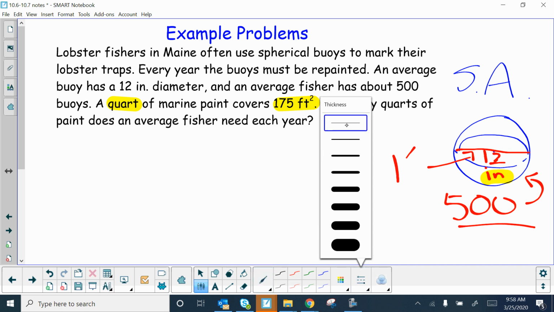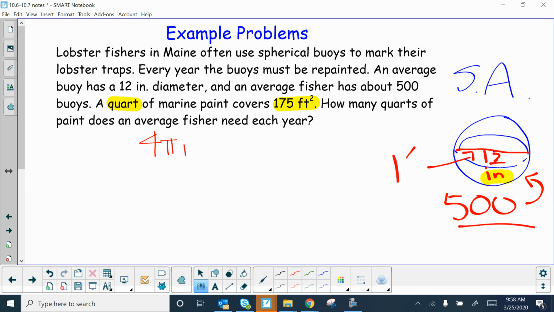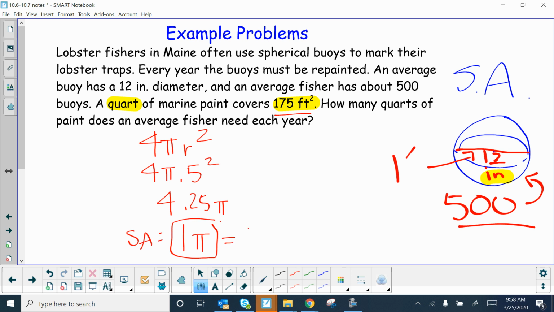And so what's my formula, everybody? It's going to be 4 pi r squared. So 4 pi, what is r? R is going to be 0.5 feet, okay, 0.5 feet, because we have to leave it in feet in order to take care of that last step. So 0.5 squared is 0.25 times the 4, and then I have pi. What's 0.25 times 4? Looky there, it takes me back to 1. So 1 pi is the surface area of 1 buoy.